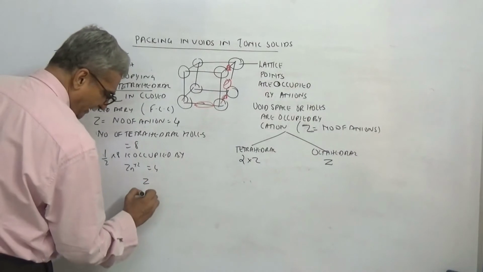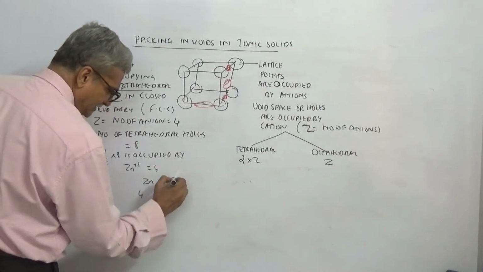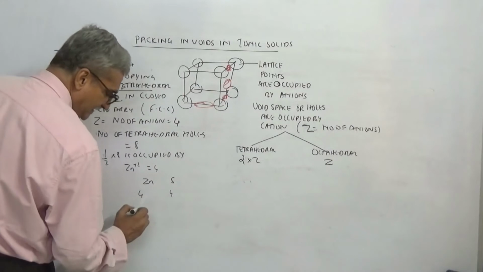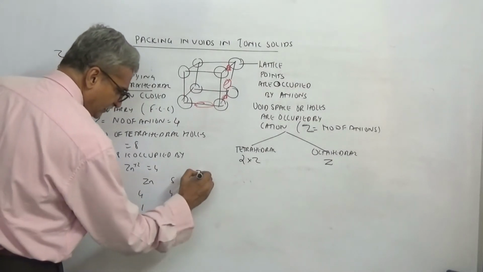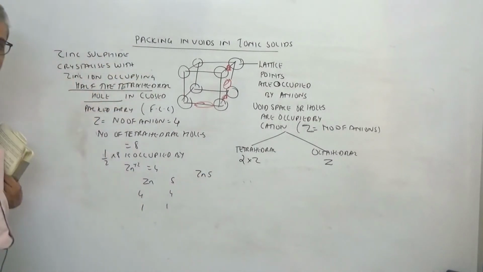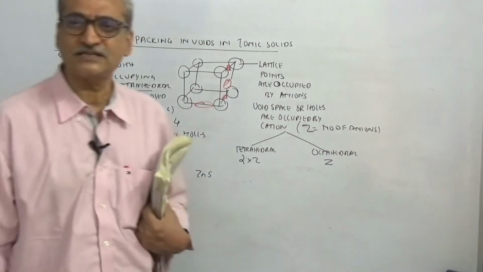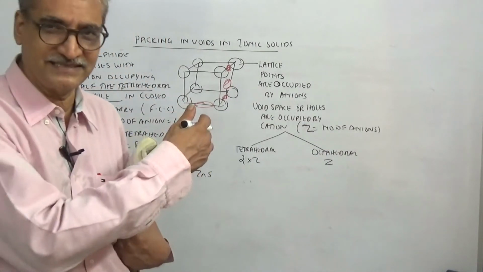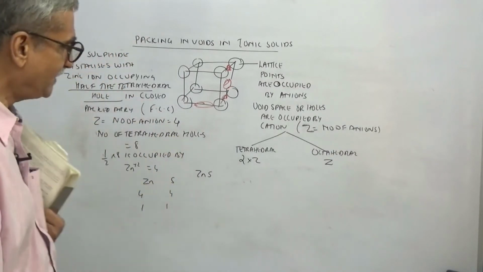So zinc is 4 atoms in a unit cell and sulfur is also 4 atoms. So if we take the LCM, what will come? It will be 1:1. So the formula will be zinc sulfide. One zinc atom corresponds to one sulfide. It's not that easy, there are some tougher sums. I'll explain to you when I'm doing the numerical.